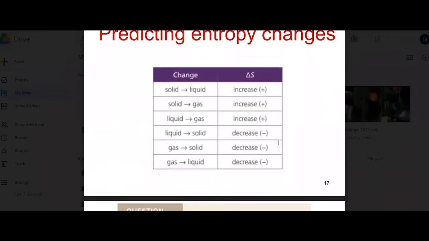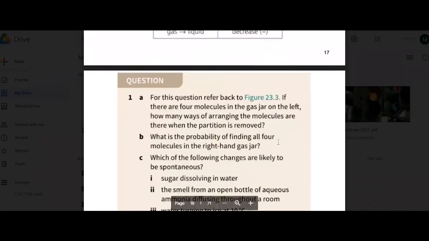This is the summary. If we change solid to liquid, the entropy will increase. Solid to gas and liquid to gas also increase. Liquid to solid decreases, and gas to solid and gas to liquid decrease. Okay, now let's practice.